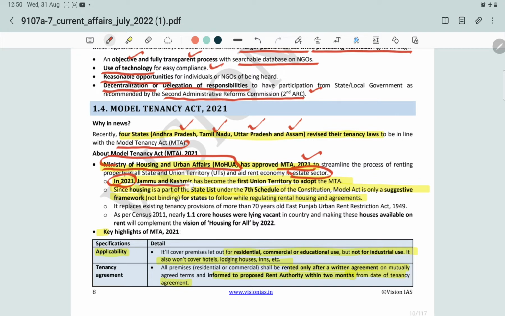In 2021, Jammu and Kashmir became the first union territory to adopt the Model Tenancy Act. Since housing is a part of the state list under the 7th Schedule of the Constitution, the center cannot make any law regarding the subject of a state list. So it is only a suggestive framework. It is not binding on all the states to follow while regulating rental houses and agreements.